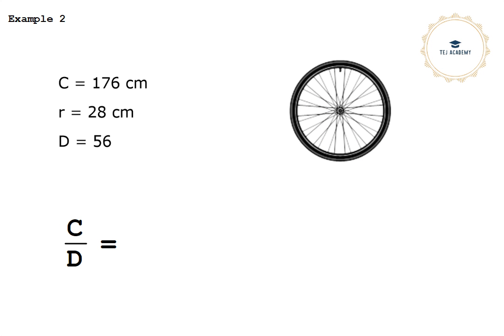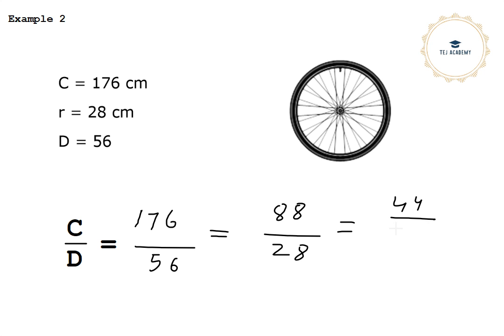Here is example 2. In example 2, we have a bicycle wheel. The size of the bicycle wheel is obviously bigger than the dish which we saw in the earlier example. The circumference is 176 centimeter and the diameter is 56 centimeter for this bicycle wheel. Now we will calculate circumference upon diameter, that is 176 upon 56. After simplification, we'll get 88 upon 28. Then 44 upon 14. And finally 22 upon 7.